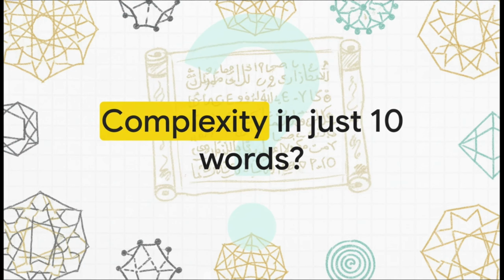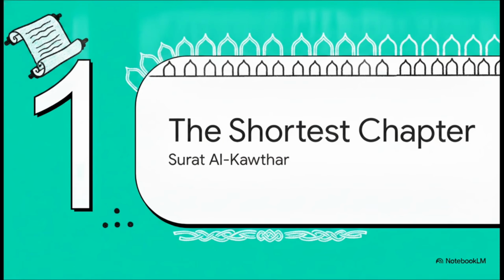I want you to start by asking yourself this. How much complexity could actually be hidden in just 10 words? Like, really think about it. Imagine the sheer challenge of conveying deep thematic meaning, delivering a highly specific historical command, and simultaneously weaving a hidden, flawless mathematical symmetry into a text that's short. It sounds almost impossible to engineer, right? But as we unpack the source material today, you're going to see just how astonishingly precise an ancient text can be. Section 1. The shortest chapter.